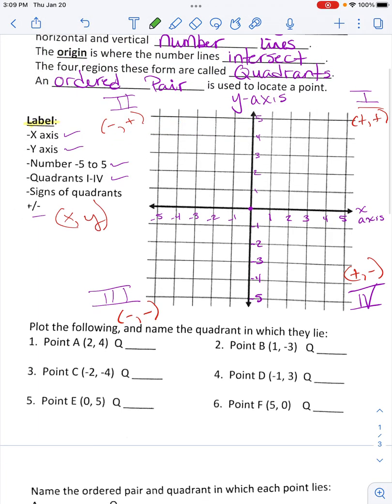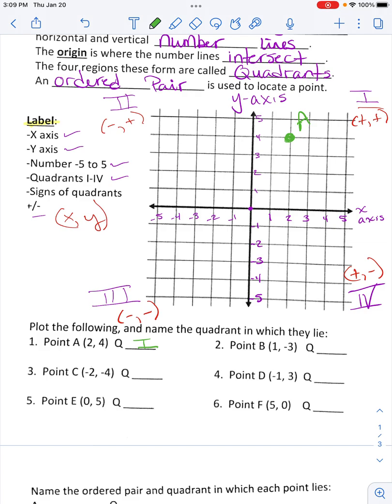Let's look down here, plot the following, and name the quadrant in which they lie. Point 2, 4. Again, first number always tells us to go left or right. It's positive, so I'm going to go to the right 2. And then positive 4, which means I go up 4. Second number tells you to go up or down. It's positive, so you go up. So 2, 4. We'll go ahead and label that with an A, and that is in quadrant 1.